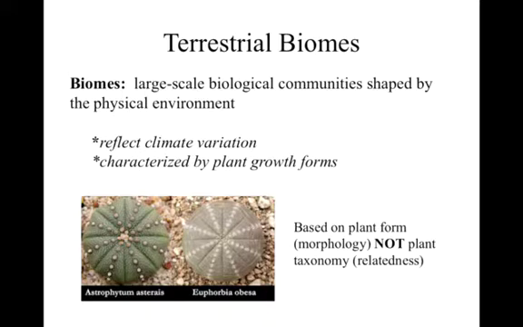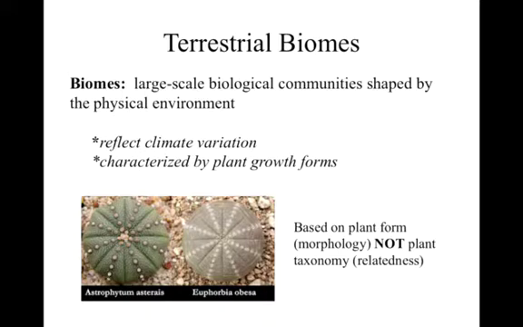plant growth forms. Now I want to make a very careful distinction here. Terrestrial biomes are defined in terms of what the plants look like based on plant morphology, not based on plant taxonomy, not based on which plants are related to which other plants. So I think a good example is these two succulent plants. And if you take a look at them, they both look very similar. They're both sort of ball-like, stocky, low-to-the-ground plants.